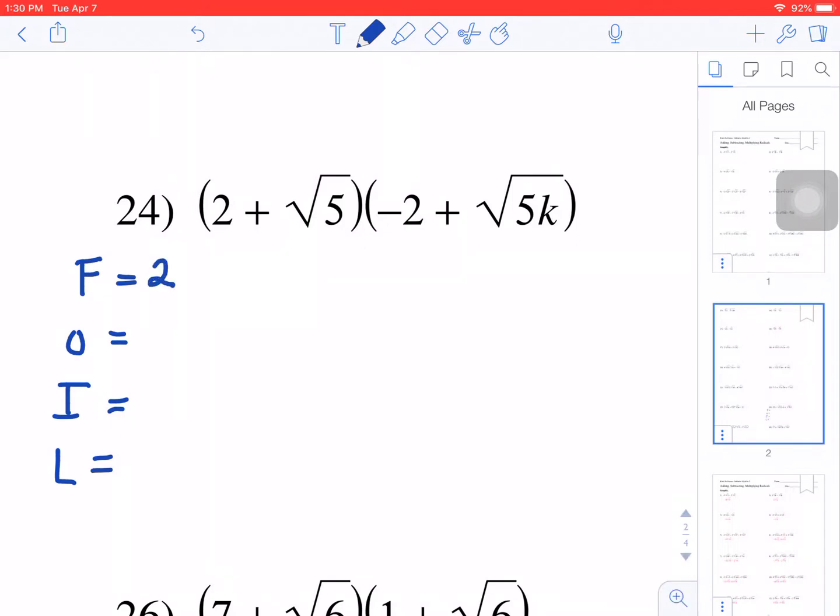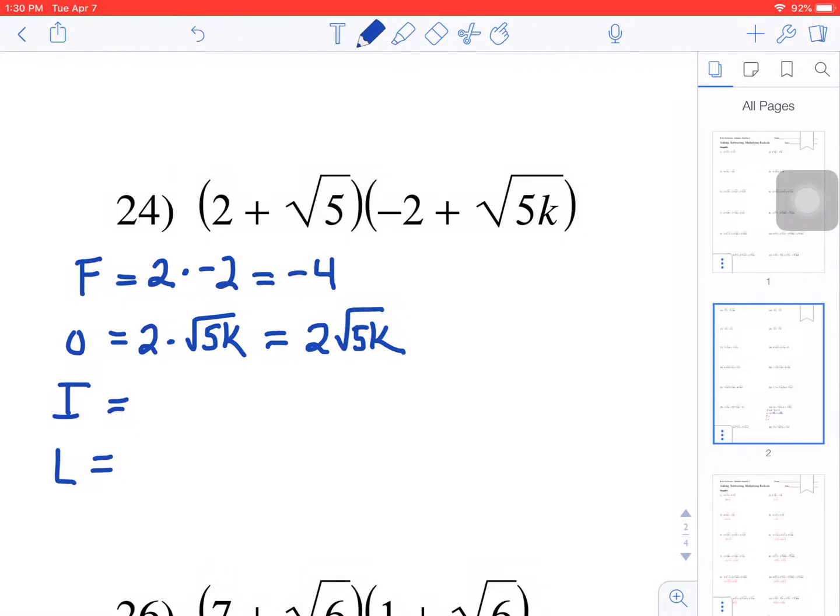And in the first, I have 2 times negative 2. That's negative 4. My outers is 2 times the square root of 5k. And we're not allowed to multiply something that's outside of the house by something that's underneath. So this stays 2 root 5k.